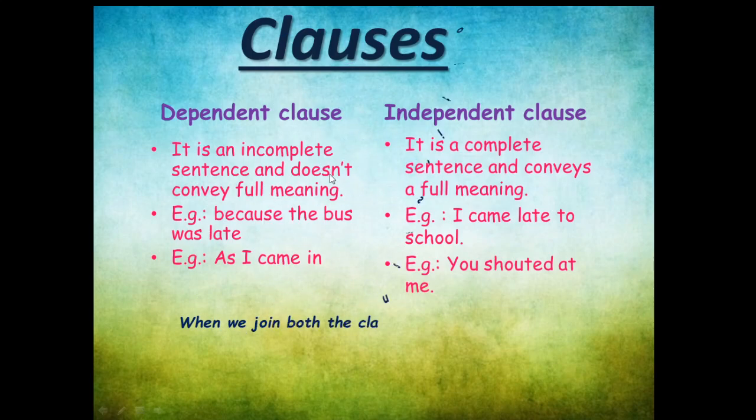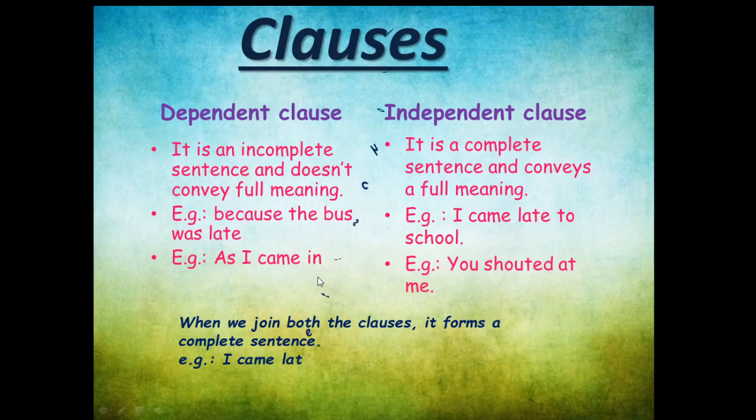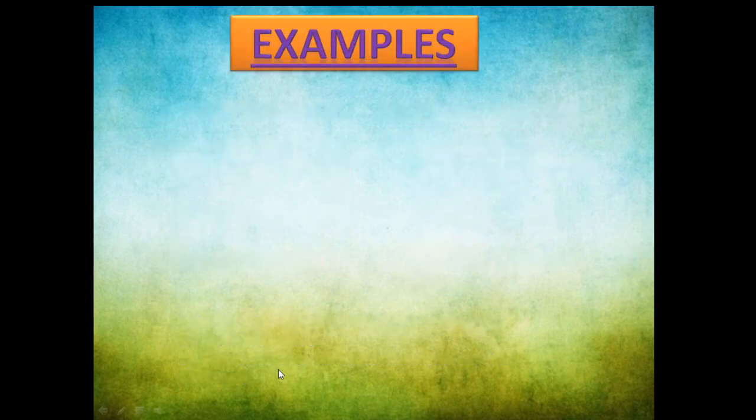When we join the dependent and independent clauses together, it forms a complete sentence. For example, "I came late to school because the bus was late." So to this dependent clause, when I add an independent clause and frame a complete sentence with the entire reason in it, it becomes a proper complete sentence. Now, examples based on these two types of clauses.